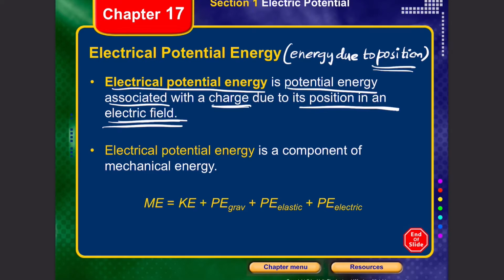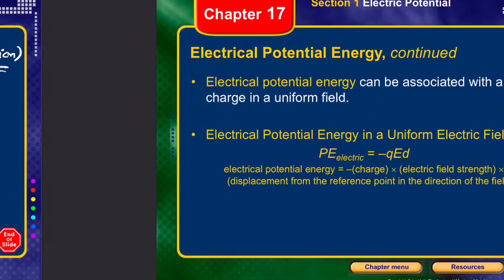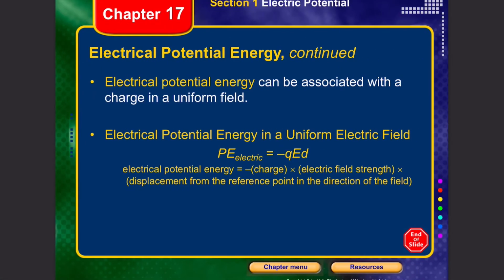So the electrical potential energy is a component of mechanical energy. When we calculate the total mechanical energy of any body, we calculate it as kinetic energy plus gravitational potential energy plus elastic potential energy plus electric potential energy. So this is the total mechanical energy of any given object at any point of time. This electrical potential energy is associated with a charge in a uniform field.